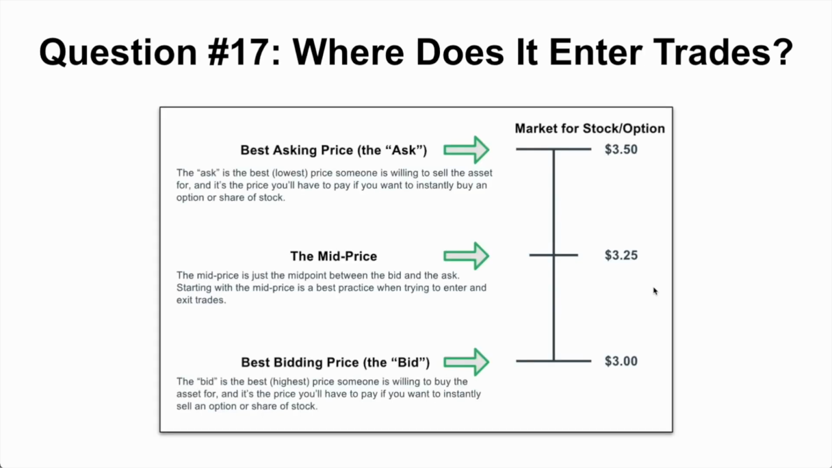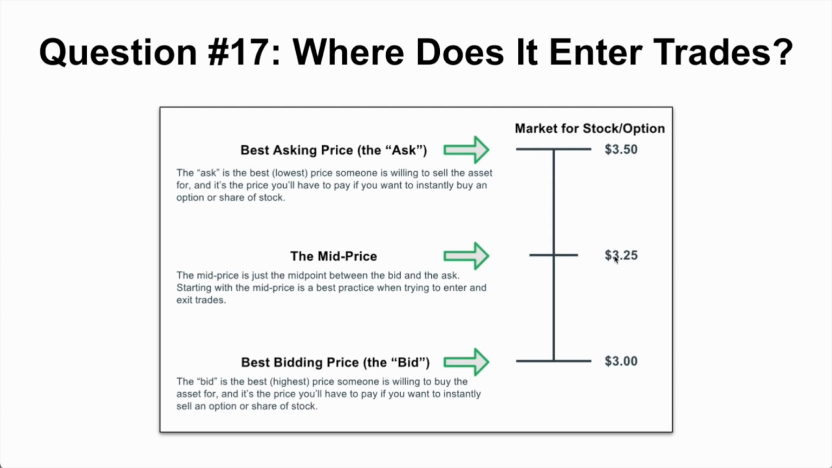Question number 17, where does it enter my trades? The bid, the mid, the ask price. And so again, if you know much about trading, you know that when you're trying to place an options trade, there's 3 different prices. You have the mid price, the bid price, and the ask price. And so what the auto trader does is it works just like a normal human would. It tries to fill you at the mid price because that's the best price. So you can see here, it fills you at the mid price.